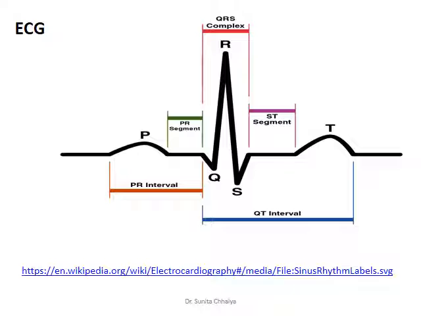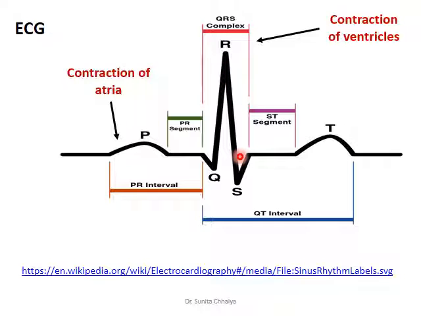Here you can see the normal electrocardiogram, where the P wave mainly represents the contraction of the atria, the QRS complex mainly represents the contraction of the ventricles, and the T wave mainly represents the repolarization of the ventricles.